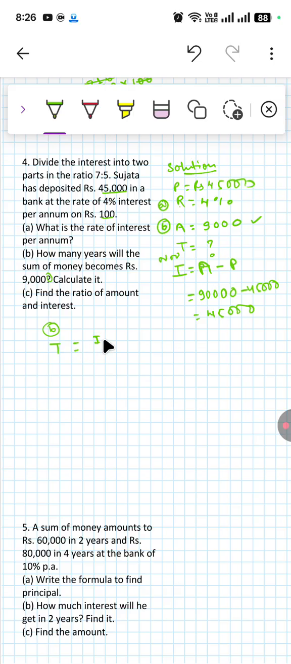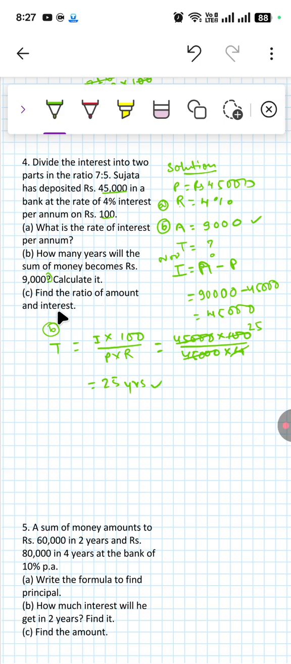Time is equal to interest into 100 whole upon principal into rate. So interest is 45,000 multiplied by 100. Principal is also 45,000 and the rate is already given, 4%. 45,000 can be reduced. 4 25s are 100. That is equal to 25 years. Time will come in years. So the money which Sujata will deposit, 45,000, will be kept in the bank for 25 years to make it double.